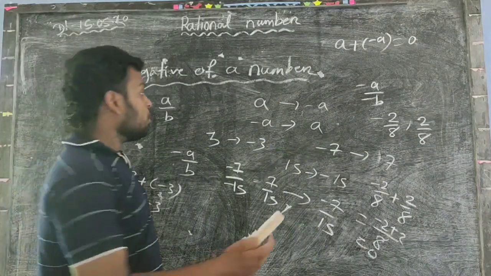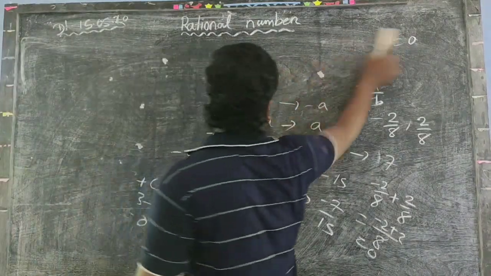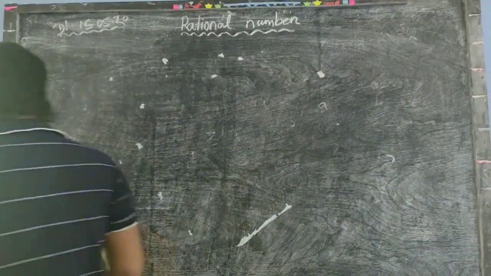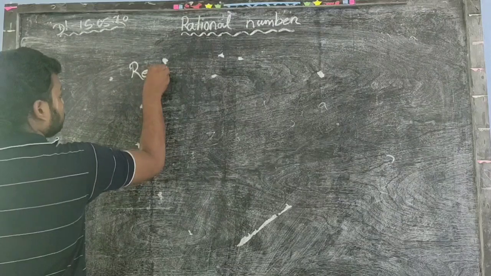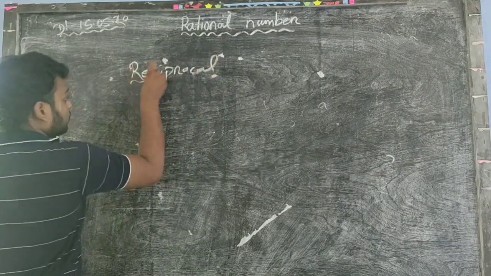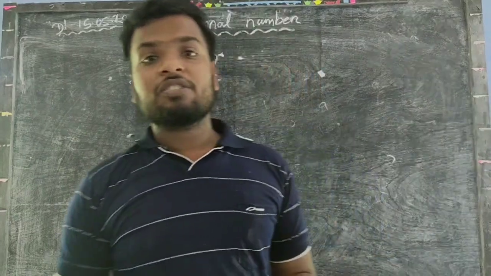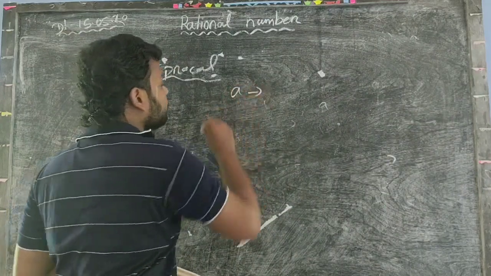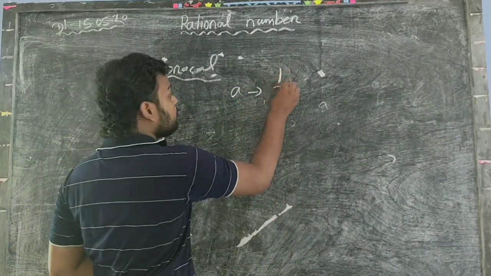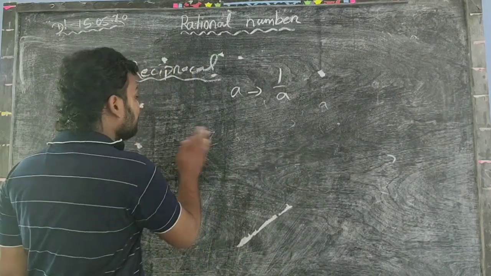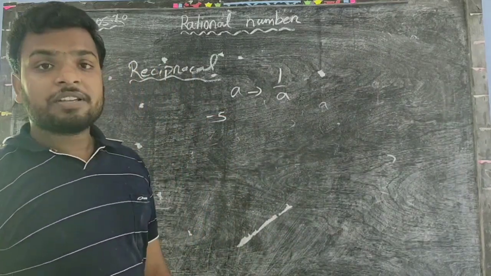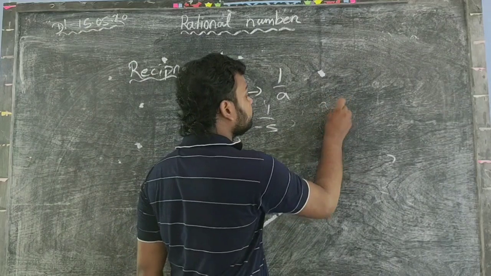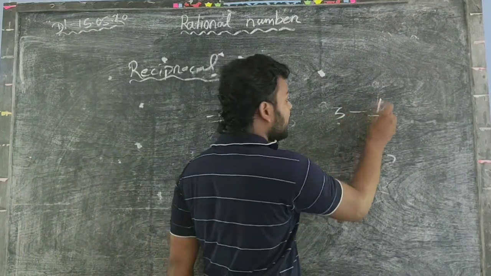Then after that we discuss the reciprocal of a number. Okay, this is all about the negative of a number. Now we discuss reciprocal. The reciprocal of a number is known as the multiplicative inverse. If a is a number, then its reciprocal is 1 by a. For example, if minus 5 is a number, its reciprocal is 1 by minus 5. If a number is 3, its reciprocal is 1 by 3.